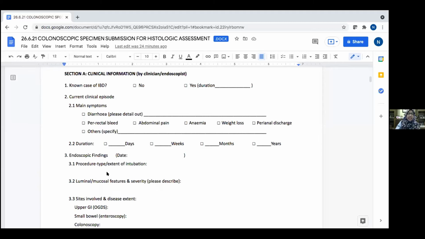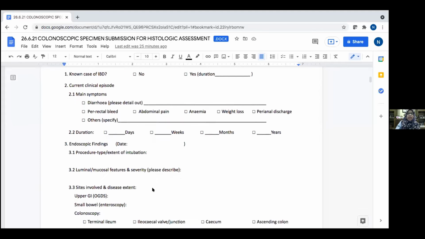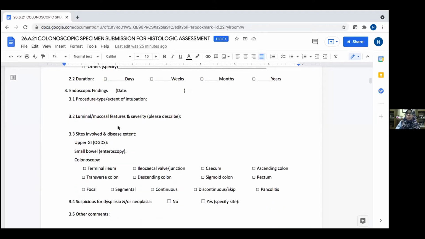Now, they have to tell us the endoscopic findings, the procedure that they did, and extent of intubation. And they need to tell us the appearance of the mucosa. For example, if there is ulceration, what type of ulceration is it? Whether it's fissuring type, or there is cobblestone, or whether there is diffuse ulceration and inflammation. So they need to write that down.